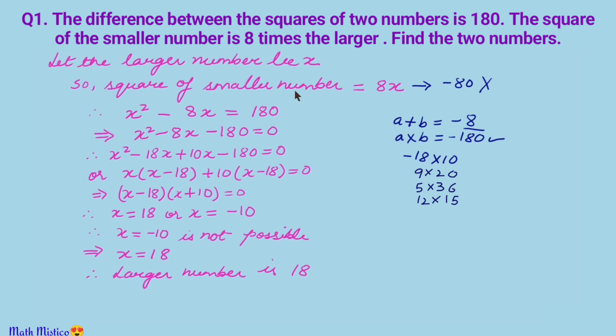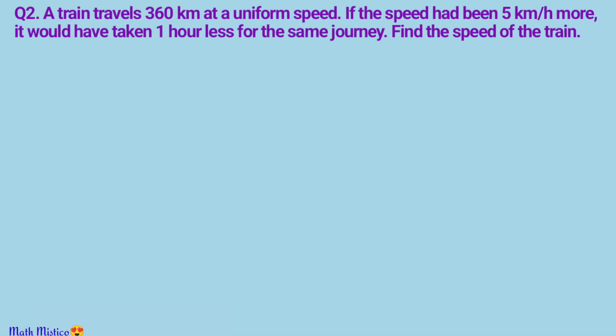The square of the smaller number is 8x, so the smaller number will be under root 8 into 18, which is square root of 144 equal to plus minus 12. I hope every step is clear to you. Next we have a question based on distance and time.